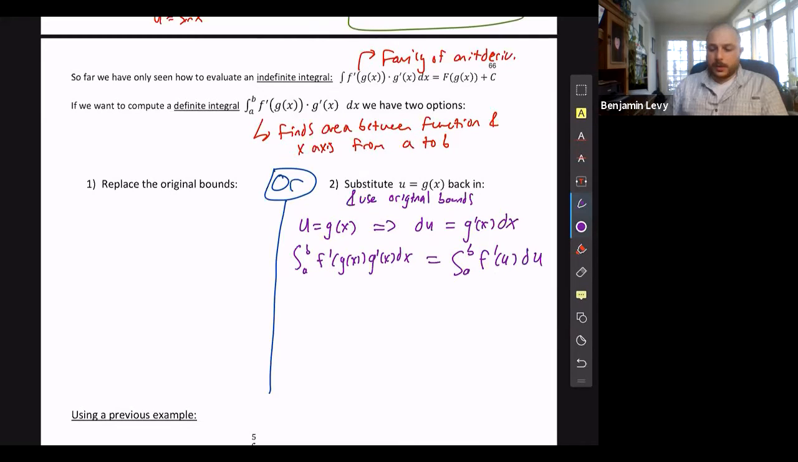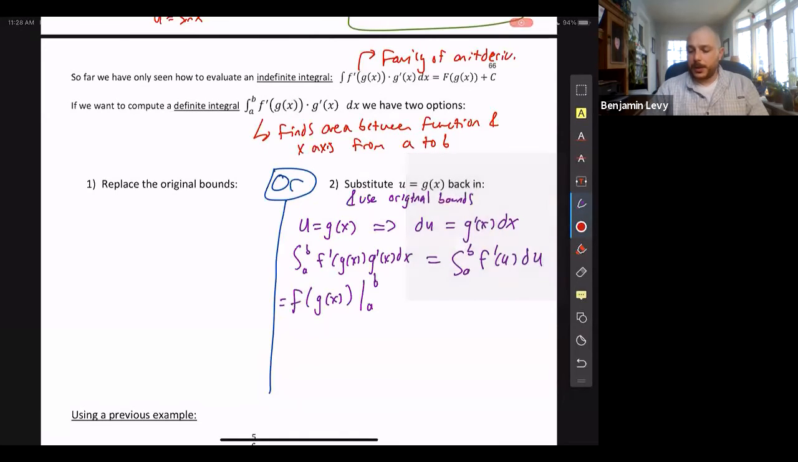And so this method on the right here, substituting u back in, just says, hey, leave a and b alone. Don't change a and b. Just plug u back in and then do the integration. And so before we plug in a and b, we would plug g back in and then go from a to b.